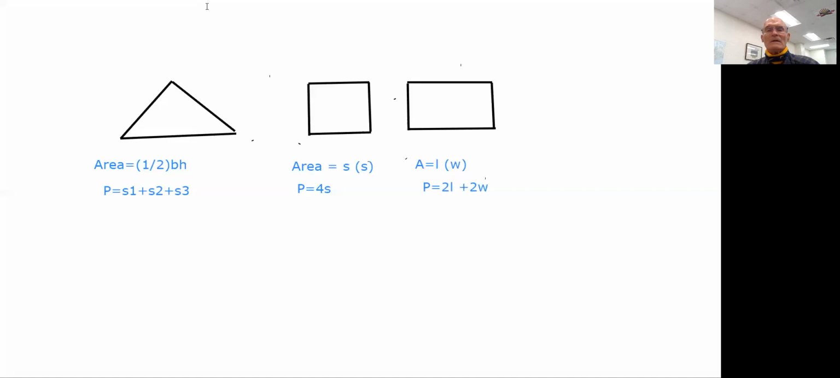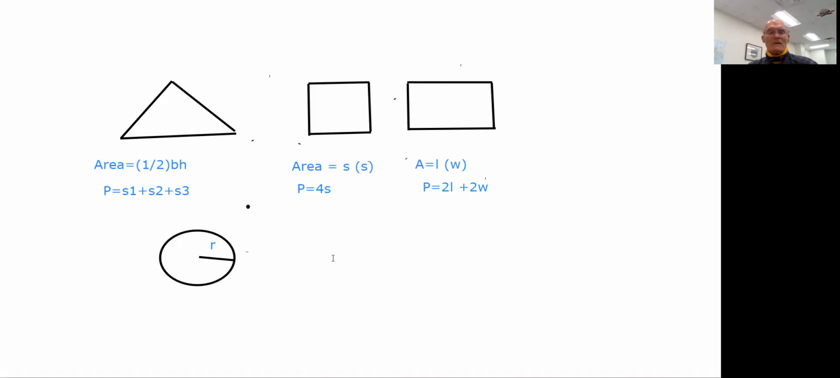Okay, and then the final one we're looking at here is a circle. So we come up here, I think we can probably draw a circle down here. So there's a circle. And if you look, the radius of the circle goes from the center out to the side. So that would be little r, the radius.